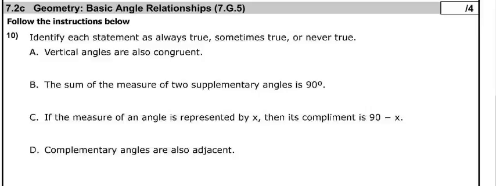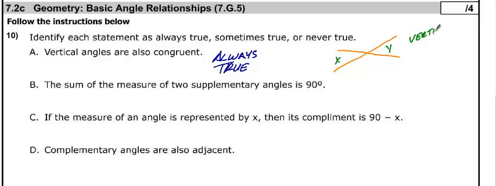So A, for example, vertical angles are also congruent. That's an always true. That's the thing about vertical angles. If you look, so let me just write that in. So this is an always true. Now let me draw it for you. So you have a line intersected by another line. Angle X and angle Y are vertical angles. They are the same size and the same shape, so they will always be congruent.